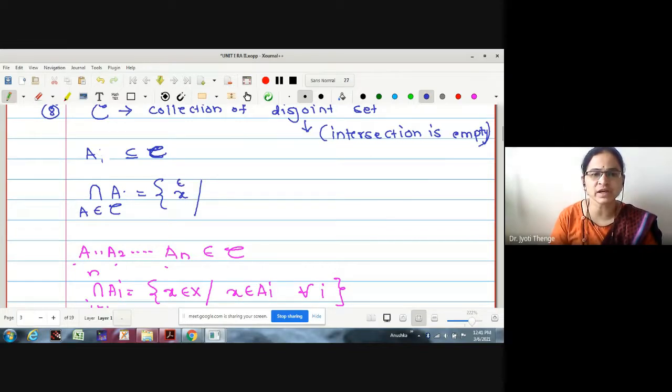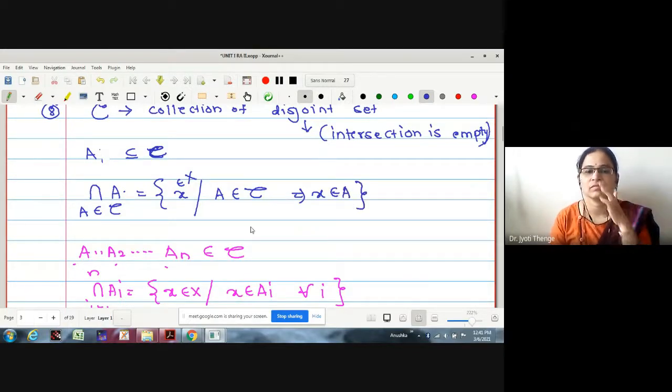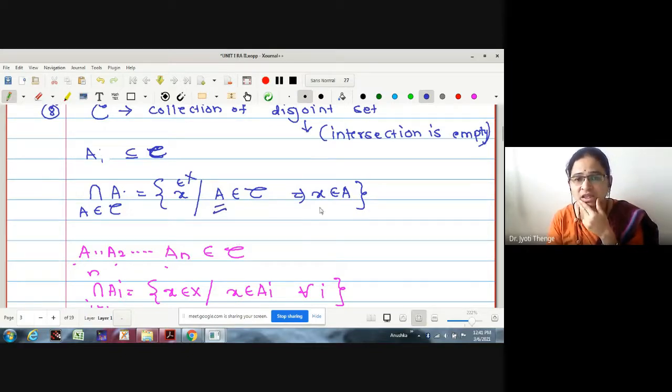So here also one can write X belongs to the universal set, say X, such that A is in C implies X is in A. A is in C, X is in A. Means for every A, the X should be an element of A. Correct, na?